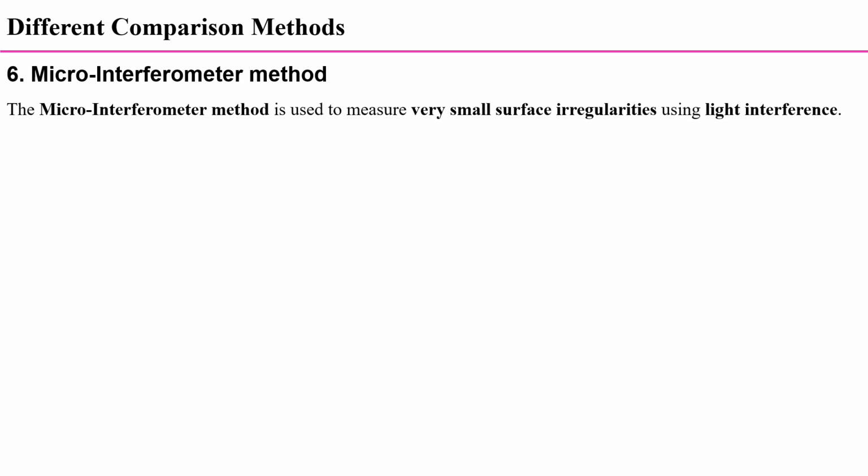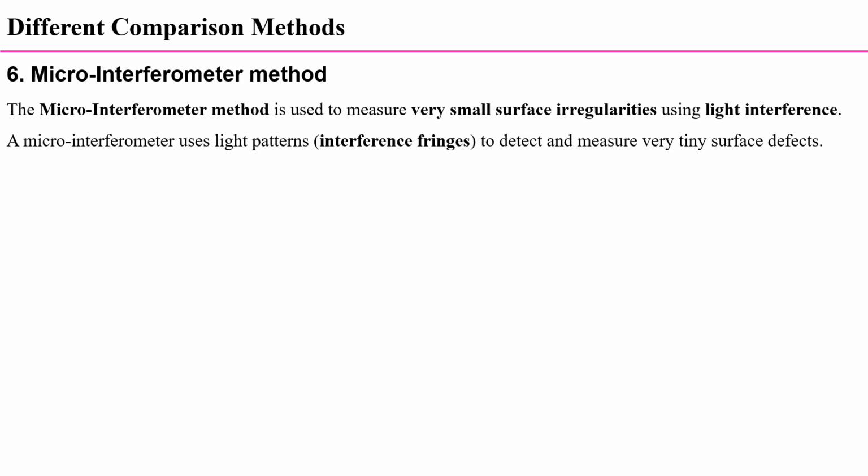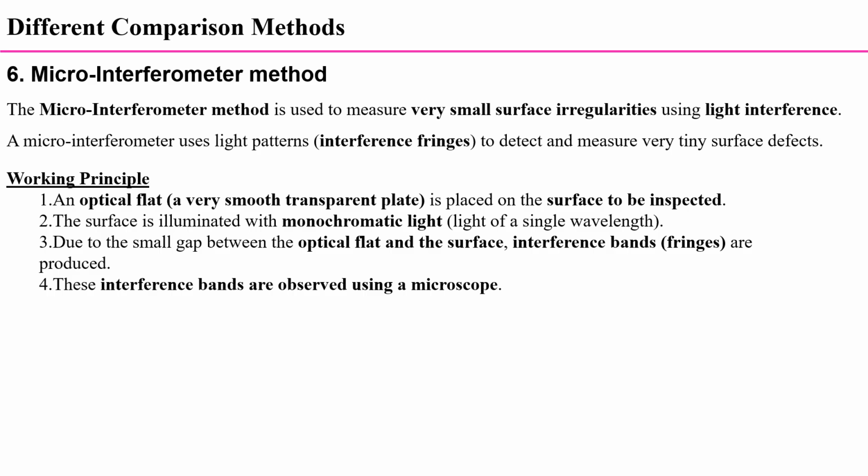Next we will discuss another method, the micro interferometer method. This method is used to measure very small surface irregularities using light interference. This method uses light patterns to detect and measure very tiny surface defects. So let's see the working principle.